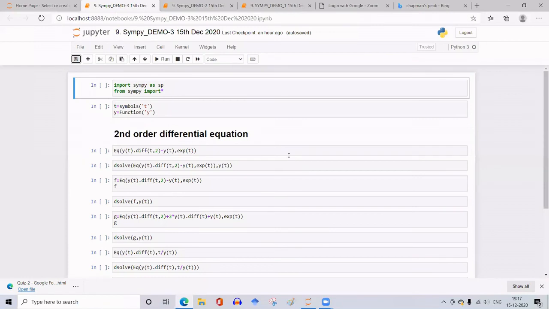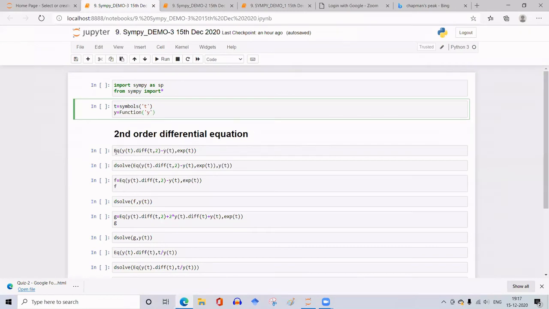Okay. Next, second order differential equation. How to solve the second order differential equation? Again, import SymPy as SP, and from SymPy import all the functions. Here I am defining T as symbol. See, I have used symbols itself, which is used for multiple variables. It works for a single variable also. T as symbol, and then y as a function. I'm defining y as a function name.